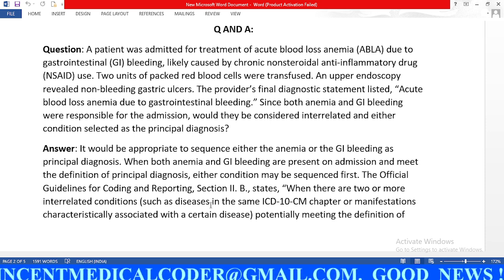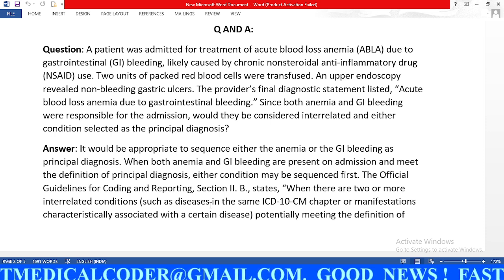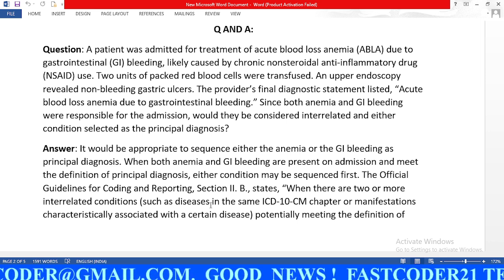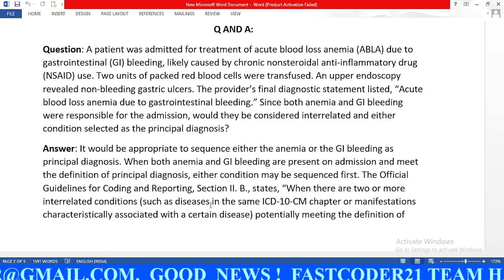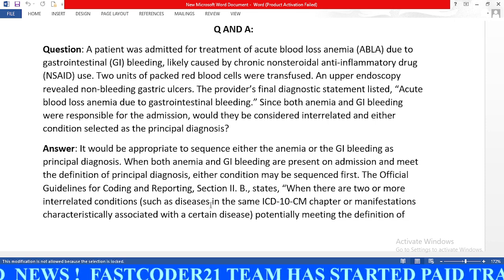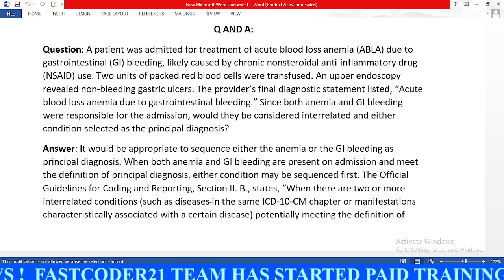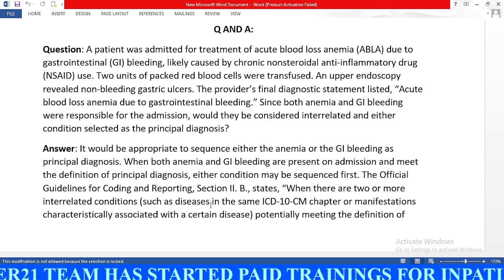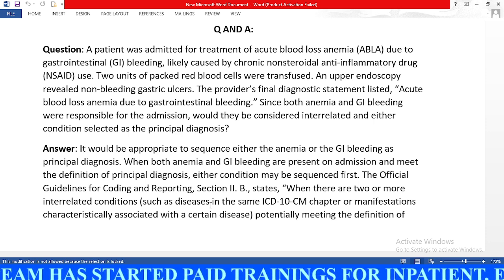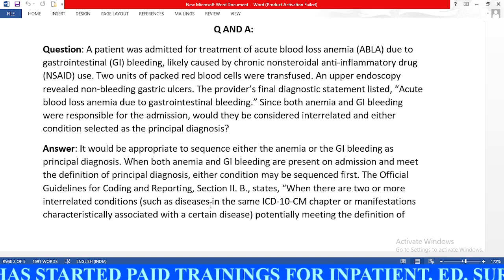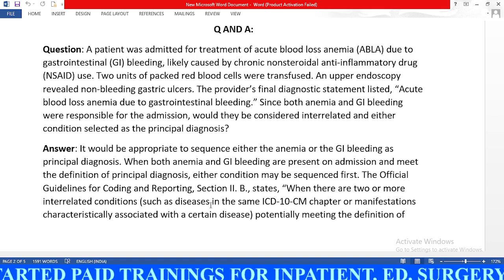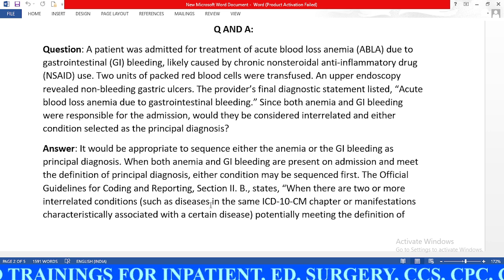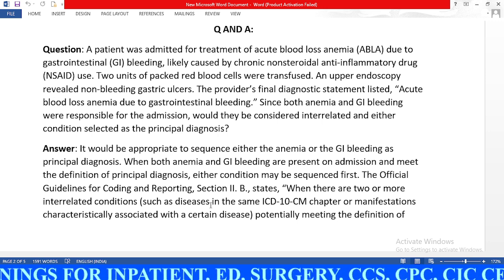It would be appropriate to sequence either the anemia or the GI bleeding as principal diagnosis. So basically here the patient has red blood cells transfused. Whether it is anemia or GI bleeding, the patient needs to have transfusion of packed red blood cells. So here we can code any one as the PDX, whether anemia or GI bleeding. So here medical necessity is reached in order to code anemia or the GI bleeding as the principal diagnosis.